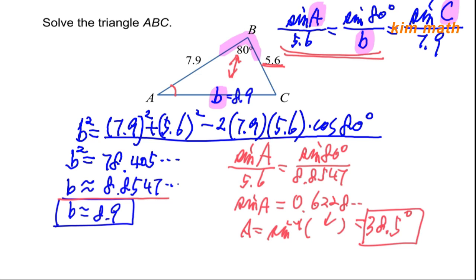Okay. Now finding the other angle C is simple math, right? From 180 you can subtract angle A and angle B, then angle C will be 61.5 degrees. Okay, good.